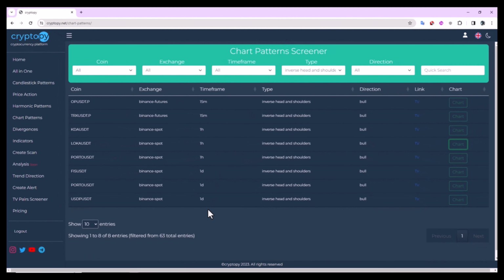As you can see, we can easily and quickly identify inverse head and shoulders or other formations. You can visit the cryptopy.net website and sign up to try and identify these formations yourself.